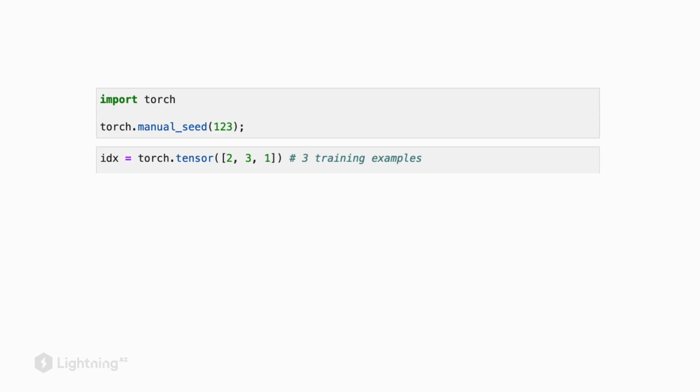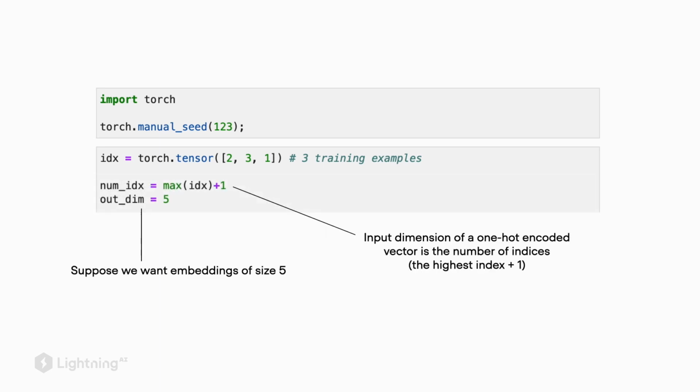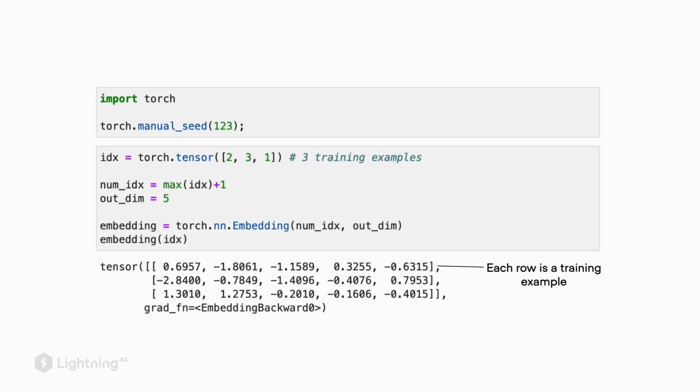Now let's focus on creating the embedded vectors. Suppose we want to create embedding vectors with 5 dimensions. We also create a variable here for the number of indices. The number of indices is computed by taking the max index, so the highest index, and adding a +1 to it. Since we usually start indexing at 0, and the highest index here is 3, this would be 3 + 1 = 4. Now, using these 2 input parameters, we can initialize our embedding layer as shown here. Since we have 3 training examples, our output matrix will consist of 3 rows. And since we specified the embedding dimension to be 5, we will have 5 columns here.